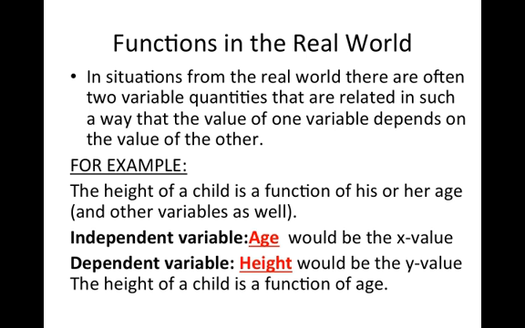In the real world, there are often pairs of variables where the value of one variable depends on the value of the other. So, for example, the height of a child is a function of his or her age, as well as other variables, but certainly a function of his or her age. So the independent variable age would be your x value, and the dependent variable height would be the y value. The height of a child is a function of age.